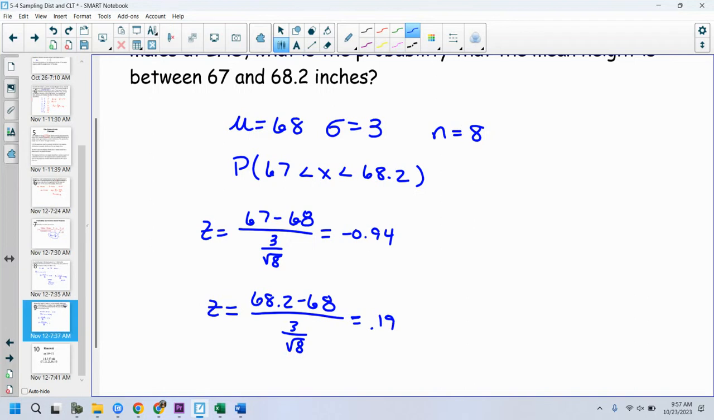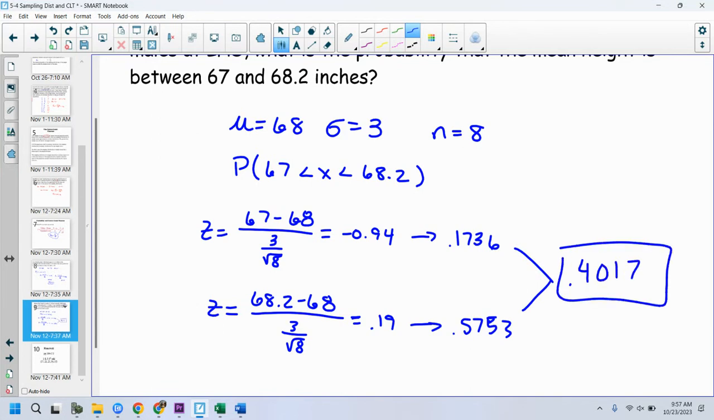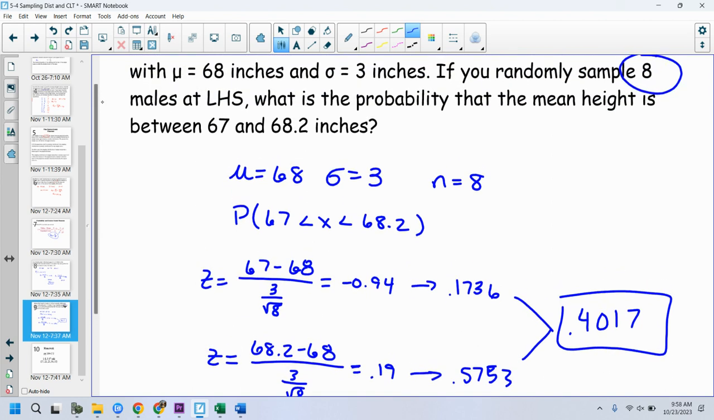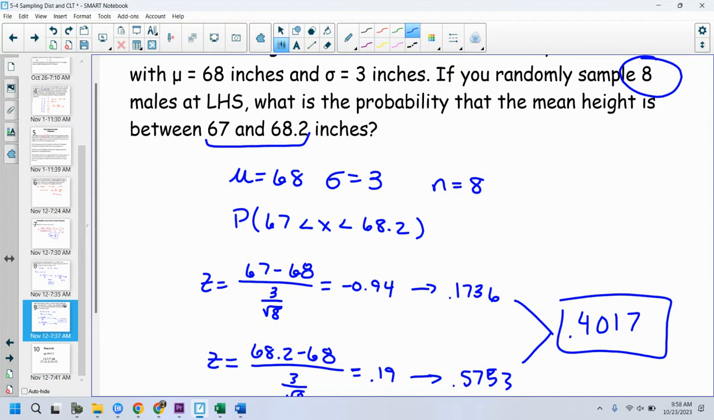Okay, now I've got to turn those z-scores into probabilities. The probability of negative 0.94 looks like it's 0.1736. The probability of 0.19 is 0.5753. So all I need to do is subtract those two values and I get 0.4017. So what's that tell me? That tells me that it's a 40.17% chance that I fall in between those values. So it's a very strong probability that I am falling between there, even though that's a very slim margin to fall into.